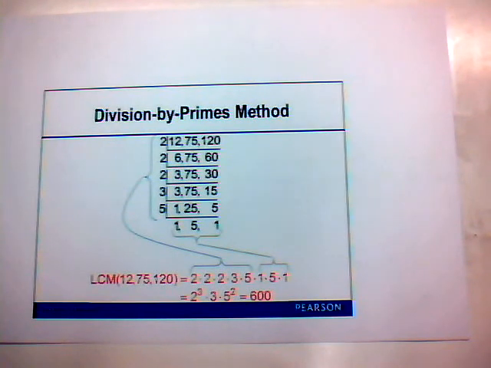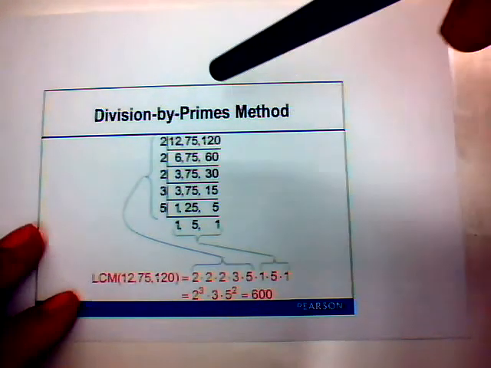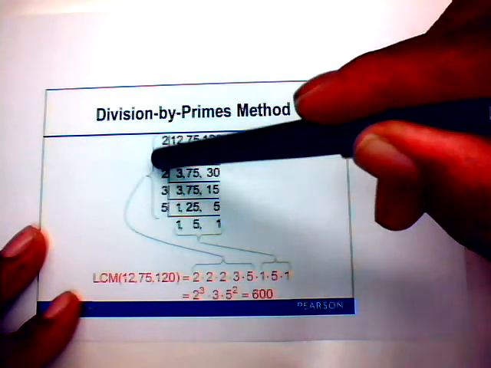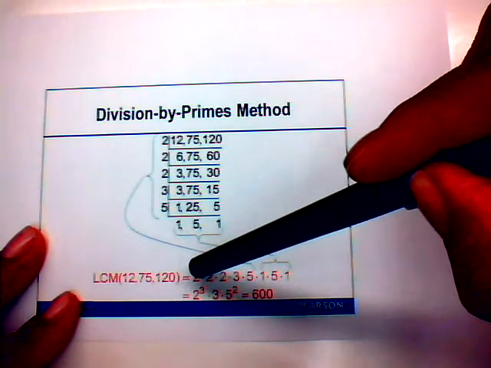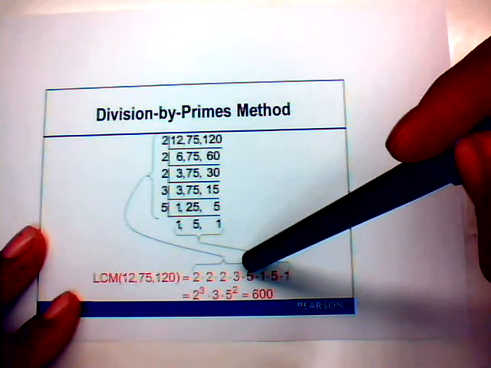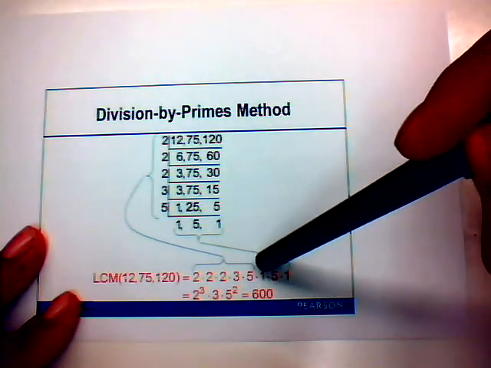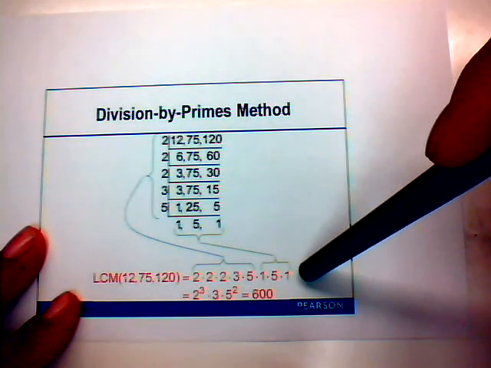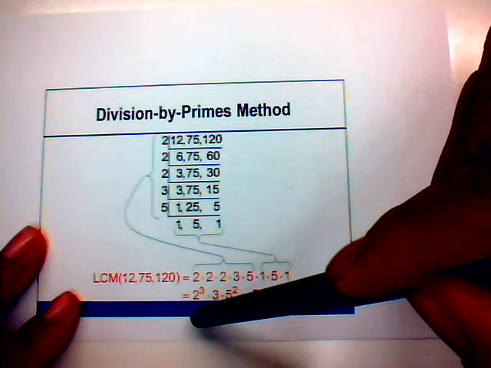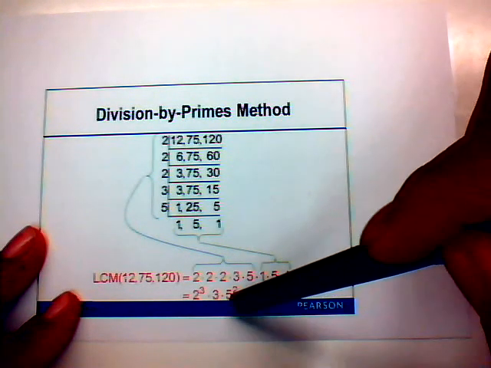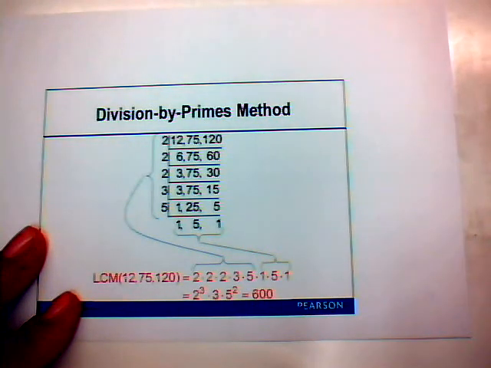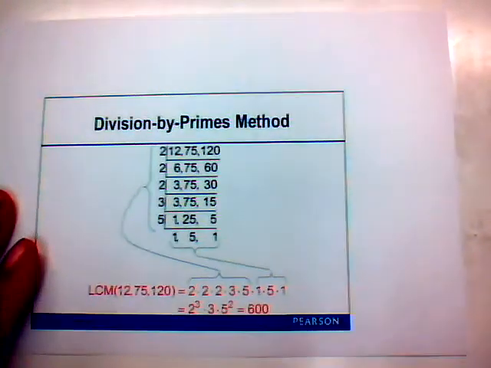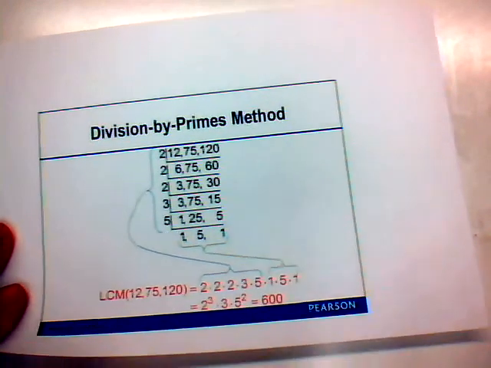Now to find the LCM, or the least common multiple, we're going to multiply all of these numbers on the left side and on the bottom. The left side is 2 times 2 times 2 times 3 times 5, and the bottom is going to be times 1 times 5 times 1. Simplify that, that's 2 to the third times 3 times 5 to the second, or you'll get 600. So the least common multiple of 12, 75, and 120 will be 600.